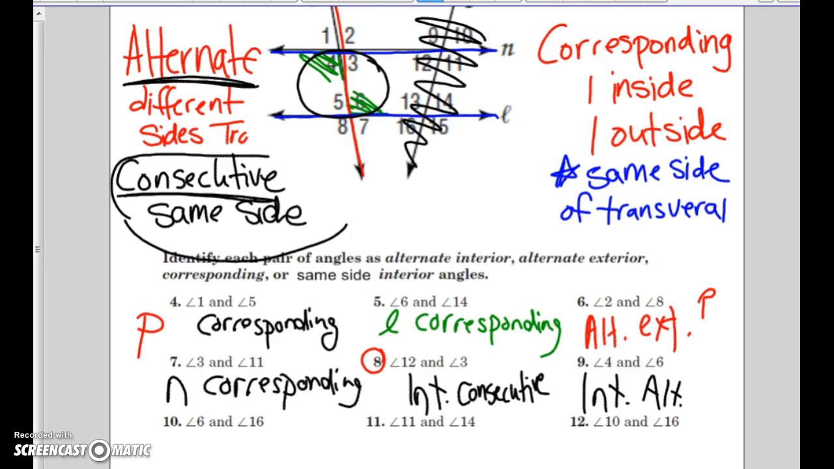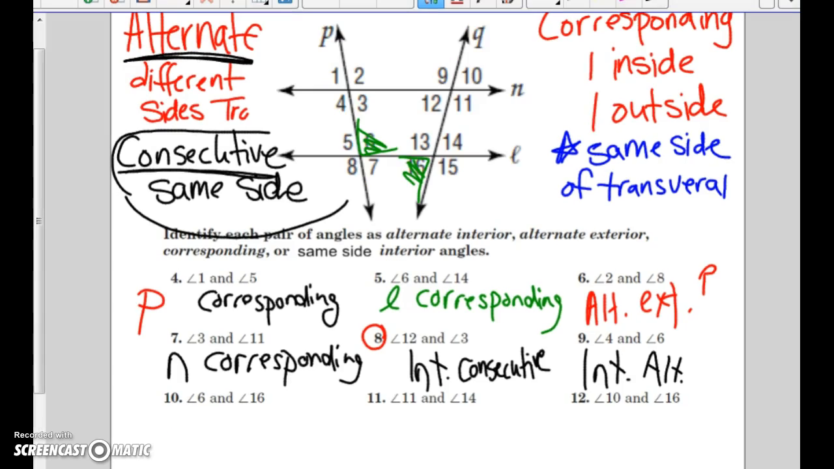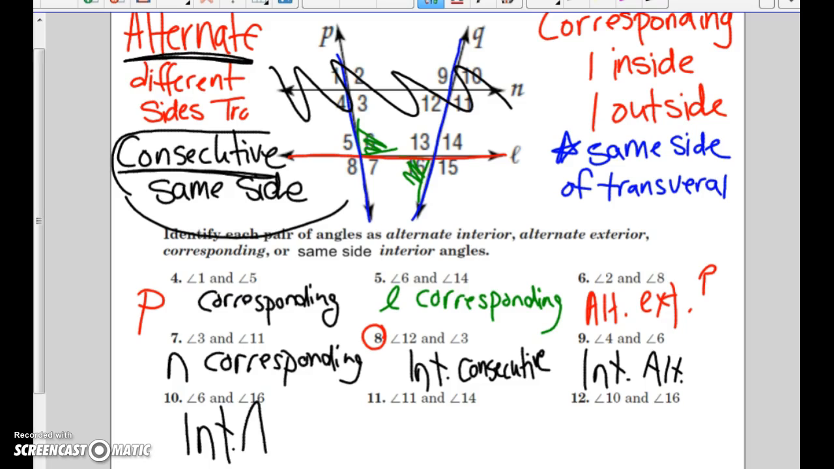Try 6 and 16. What one line touches 6 and 16? L. So where would my blue lines go? And then I can get rid of all of this stuff up here, right? So are they on the inside or outside? Inside, so they are interior. Are they on the same side of the red line or different? Different, so they are alternate interior angles.